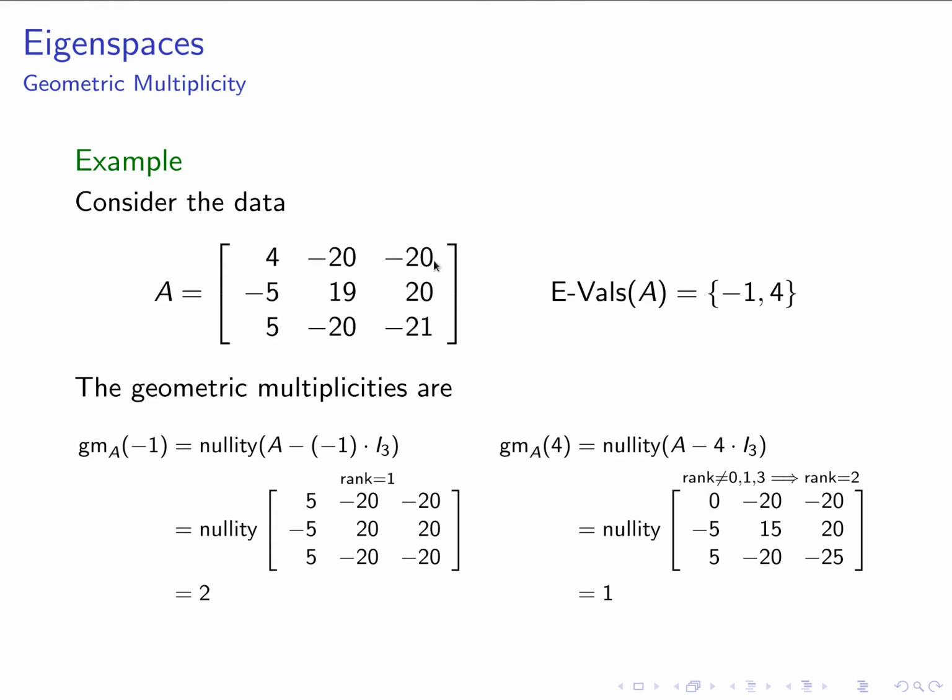So this example differs from the previous example in the sense that we still have a 3 by 3 that has 2 eigenvalues, but now if we sum the geometric multiplicities, we achieve the size of the matrix. So 2 plus 1 is 3, and this is a 3 by 3. In the previous example, the two geometric multiplicities were both equal to 1, and 1 plus 1 was 2, which was less than the size of the matrix.